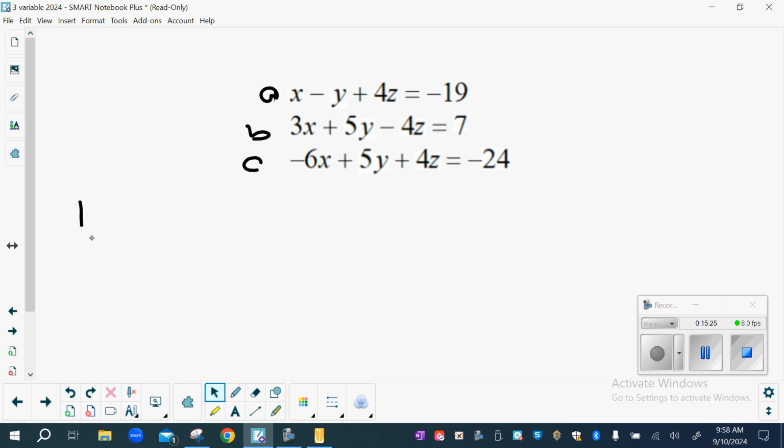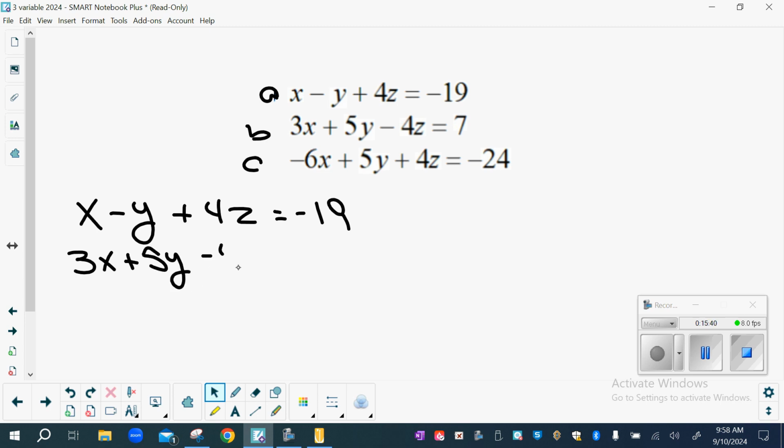Why I didn't put this one on the problem, I don't know. X minus Y plus 4Z equals negative 19. 3x. Look, I don't even have to do any crazy multiplying. I love that for me. This is much nicer. I should have started with this.